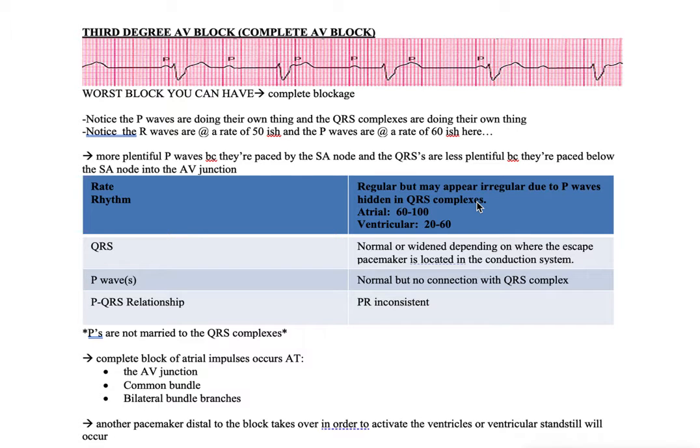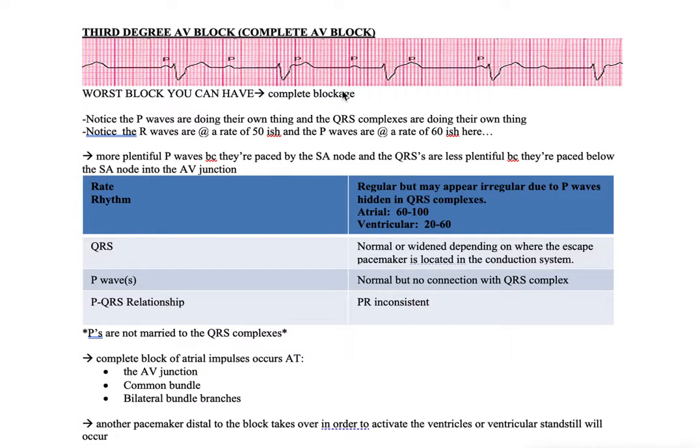Hello and welcome back. We are continuing on with our discussion of AV heart blocks. And now we are going to get into the final type of AV heart block, which is a third degree. This is also called a complete AV or complete heart block. This is the worst type of block that you can have. It is complete blockage, right?